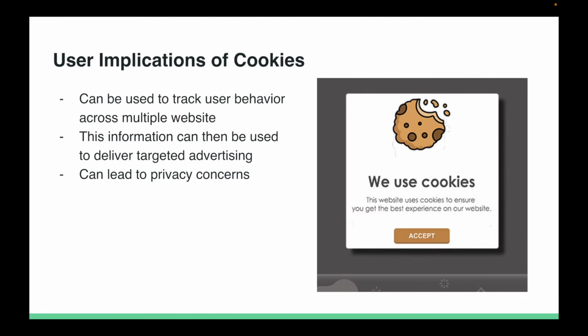Now, some of the user implications, particularly with regards to privacy, can be the fact that cookies can actually track your user behavior across multiple websites. Then when you access their website, they can take that cookie and use that information, or they can actually just store it on their database as well. And then once they have this information, it can lead to them delivering you targeted advertising based on your usage habits. And this can lead to privacy concerns, particularly when we get to cookies tracking your behavior, not only on the website from which the cookie originated, but across multiple websites.